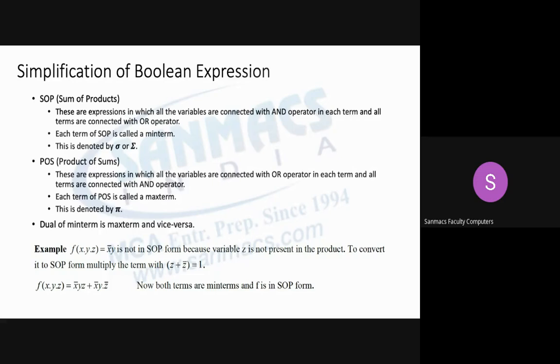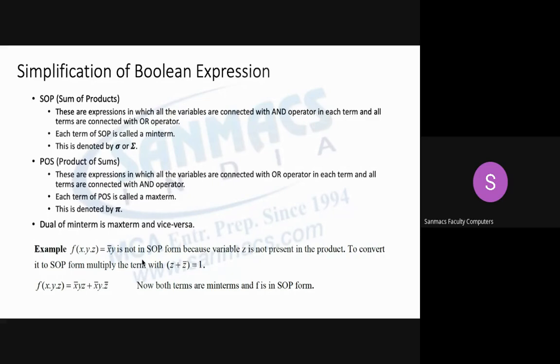Then one thing to note is that the dual of a minterm is a max term and vice versa. So basically, the dual of SOP is going to be the POS of the given expression. Now let's take a look at this example where we have x bar y, or x not y, which is not an SOP form because variable z is missing from the product. In order to convert this expression to an SOP form, we multiply by the term z plus not z, which is equal to 1.